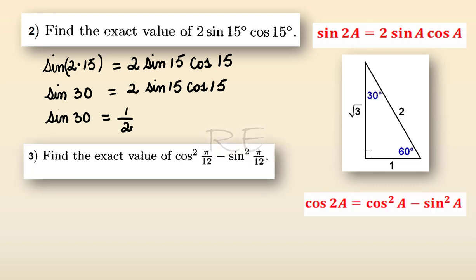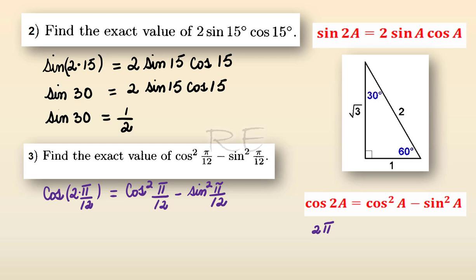Find the exact value of cosine squared pi over 12 minus sine squared pi over 12. Cosine 2a is equal to cosine squared a minus sine squared a. If we understand the expression to be cosine 2 times pi over 12, cosine 2 times pi over 12 is equal to, according to the formula, cosine squared pi over 12 minus sine squared pi over 12.